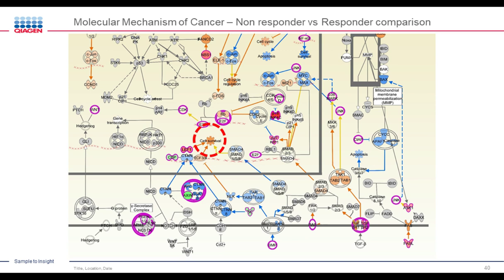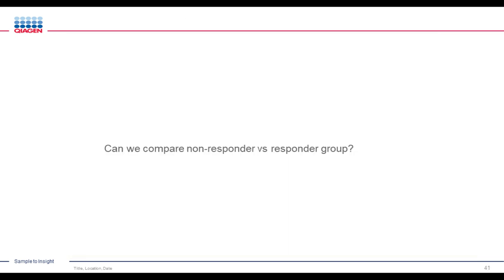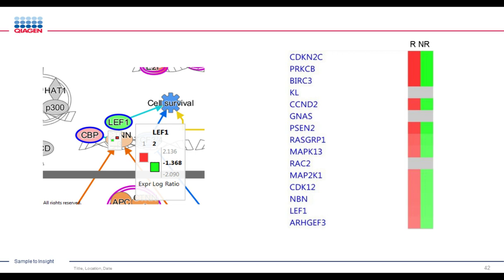So what we learned so far is that using these pathways provided by Ingenuity Pathway Analysis, we can see how gene expression in your data set is connected to specific processes such as DNA repair, apoptosis, cell cycle regulation, and so on. Now, we have two groups over here, right? We have non-responders and we have responders. So can we compare those groups in IPA? That's the question we are asking over here.